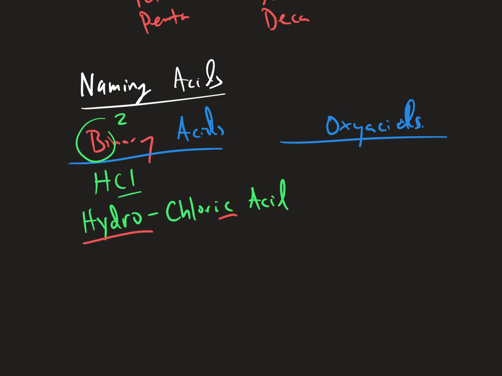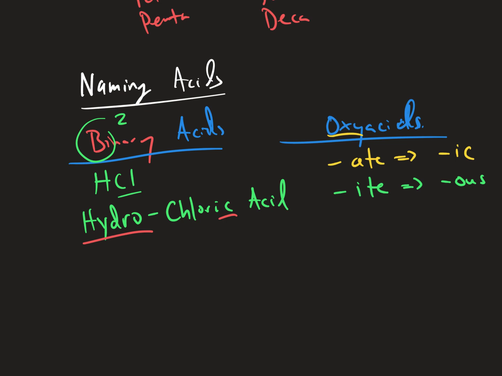What about oxyacids? If the polyatomic ion, the oxyanion, ends in ATE, then the acid ends in IC. If it ends in ITE, then the acid ends in OUS, and we don't have a prefix.